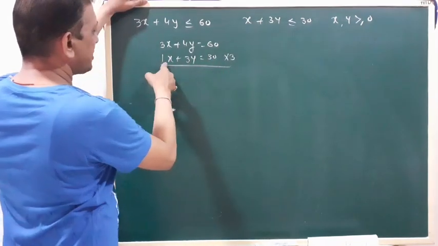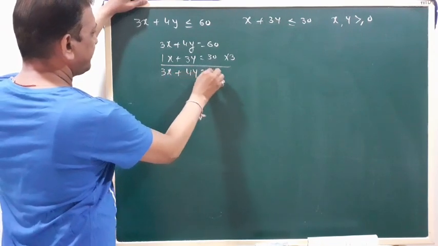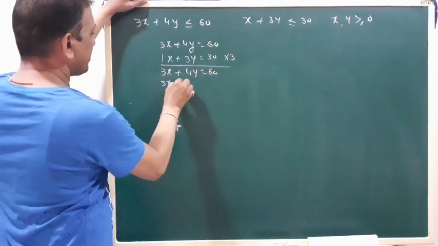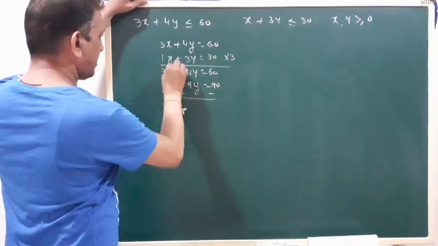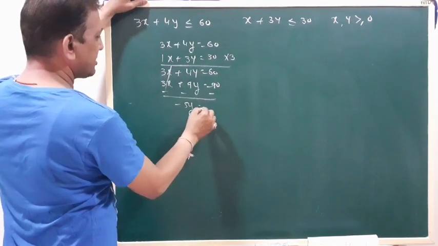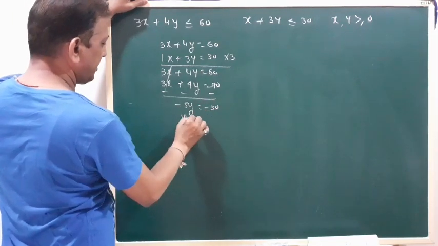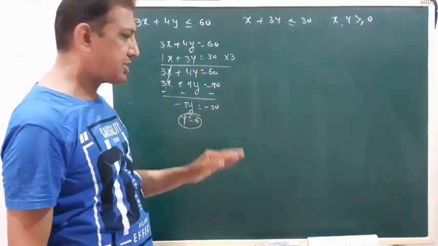Multiply the second equation by 3, so that x will be equal. First equation as it is. Second equation 3x plus 9y equals 90. Subtracting, minus 5y equals minus 30, so y equal to 6.